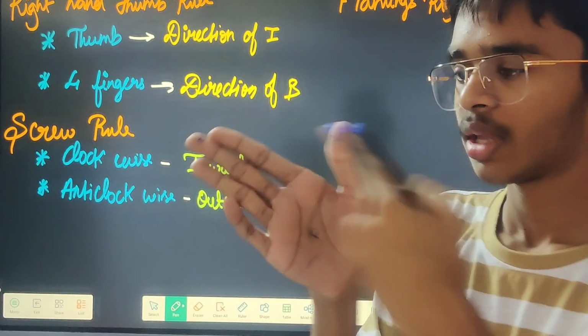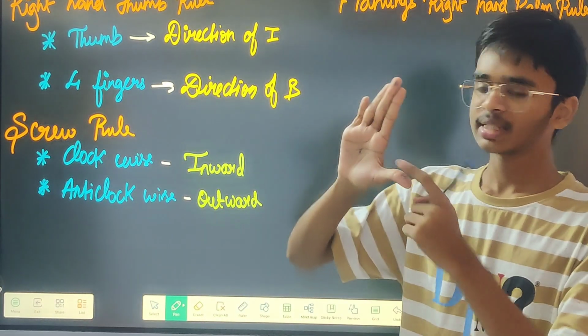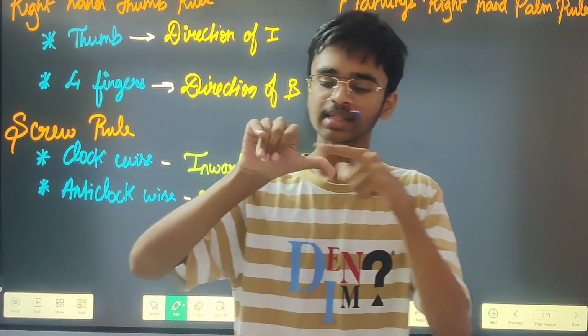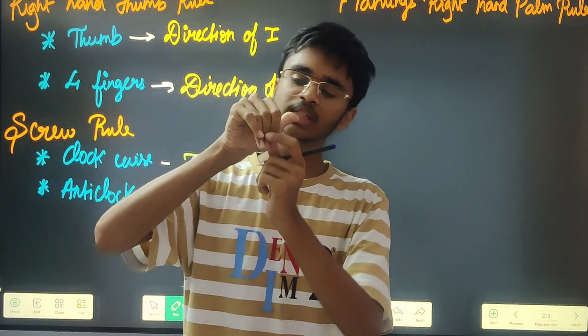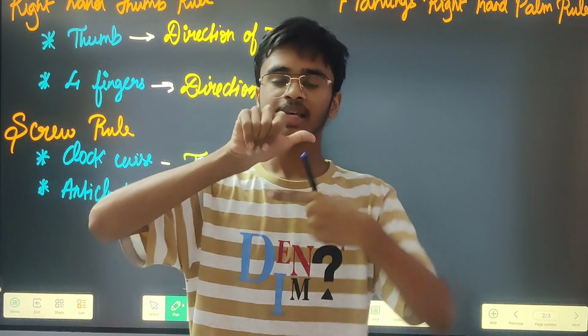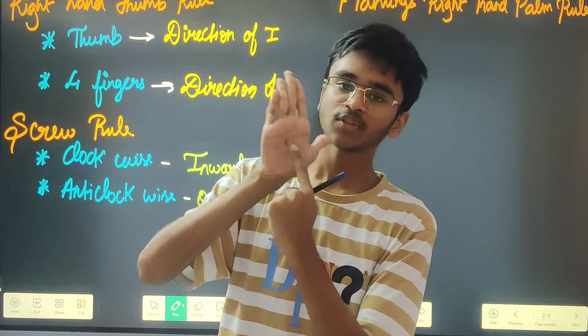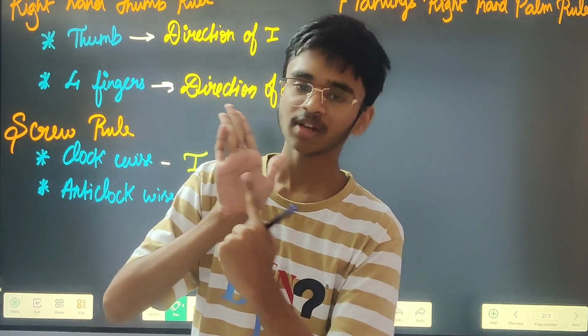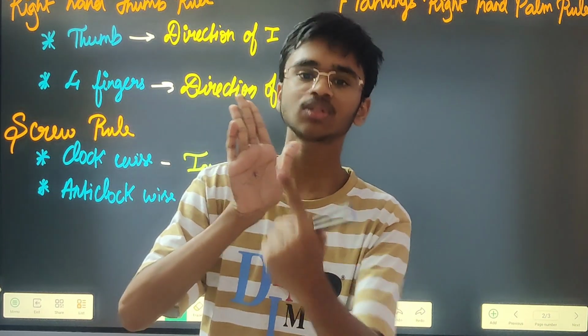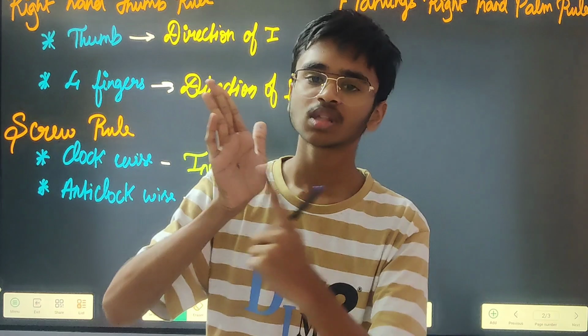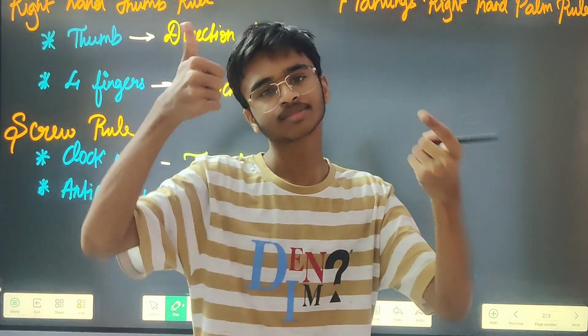So for example, if the current direction is like this, then these four fingers, the magnetic field direction is like this. Then automatically the force that is produced by the magnetic field will be like this. See, this is facing towards you only, right? So that means it is like this.